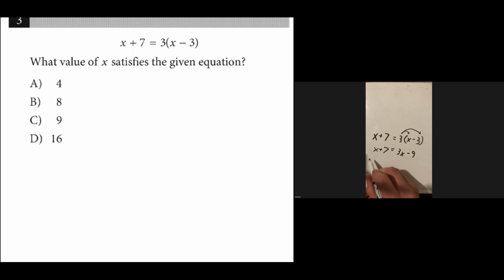And then you'd subtract x from both sides. So you get 7 equals 3x minus this x here, which gets us 2x minus 9, because this just goes down. Then you'd add 9 to both sides, which gets us 16 equals 2x. Divide both sides by 2, and you get 8 equals x, which is answer choice B.